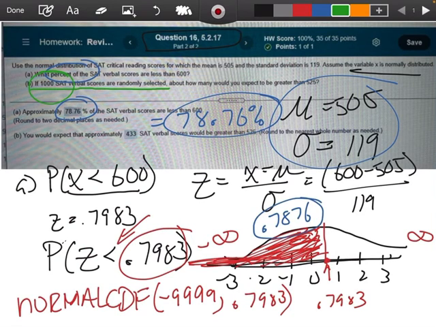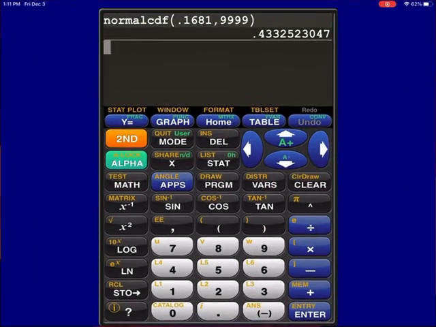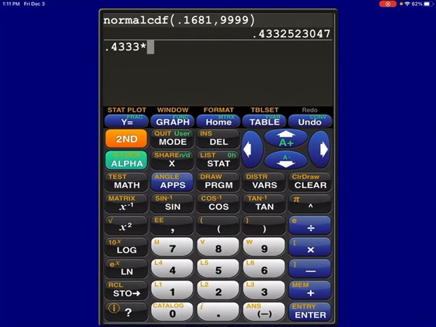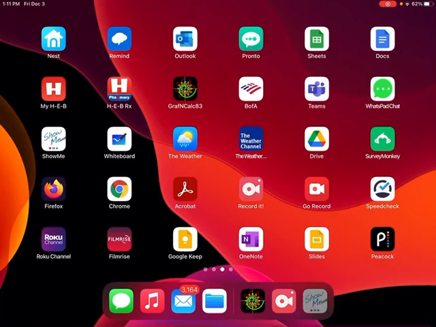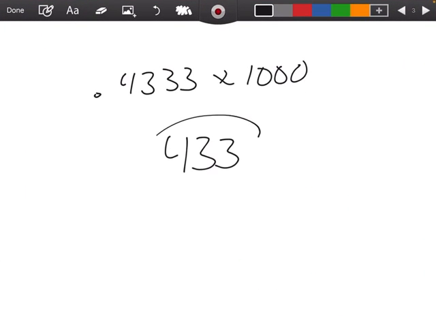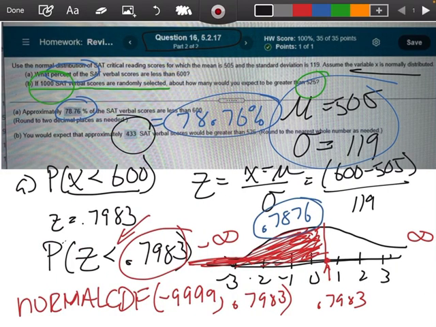Now, when I look at the question, it says, if we had 1,000 people, how many would we expect to be greater than 525? So what I'm going to do now is I'm going to take this number, 0.4333, and we're going to multiply that by 1,000. So I take my calculator again, 0.4333 times 1,000, and I'm coming up with 433.3. So since we're actually looking at how many, it would just be 433, right? We're not going to round it up or anything, but that would be my answer for part B. And if I come back over here and I check, hey, same number right there, okay?